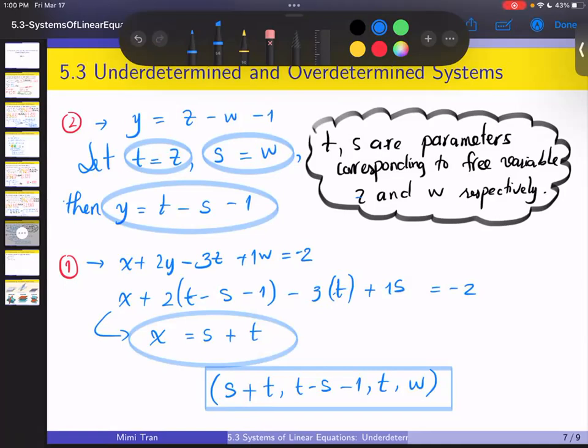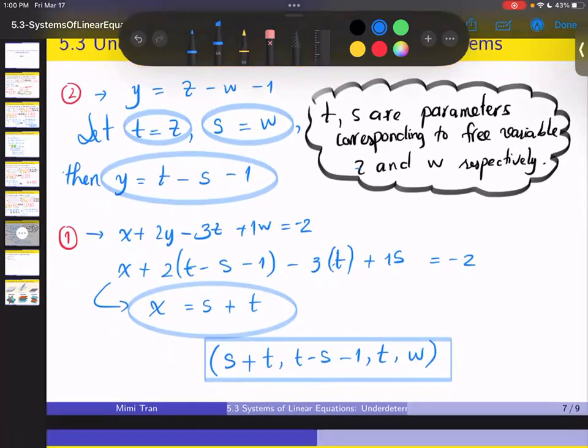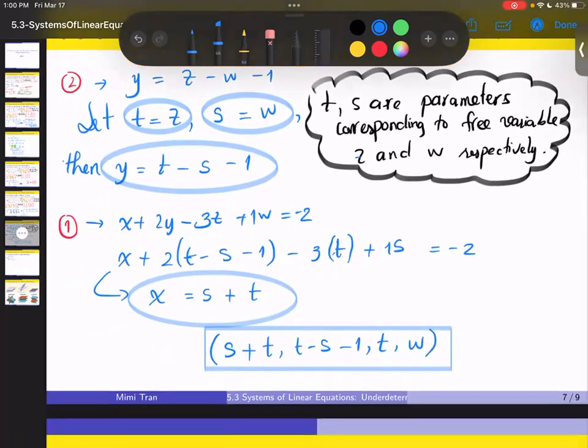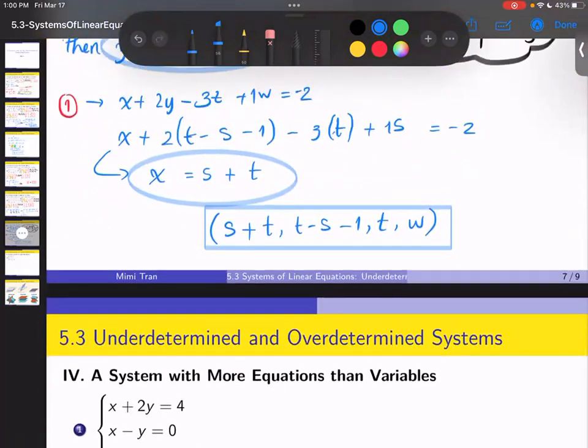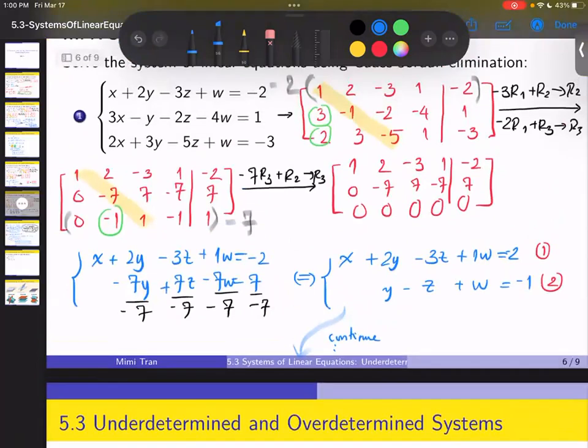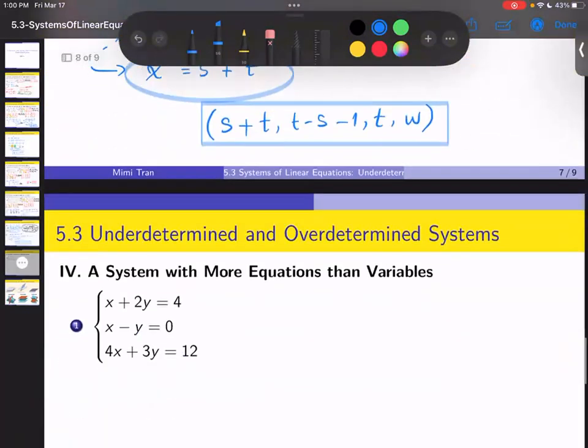Let me give you one more. Bear with me for a few more minutes. It's a no solution. It should be fast, and then we'll be done. The problem we just did had more variables than rows. Here, the opposite: you have more rows than variables. Gauss-Jordan elimination. 1, 2, 4. It'll be quick. 1, negative 1, 0, 4, 3, 12.